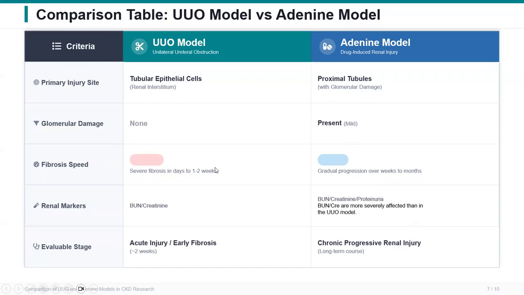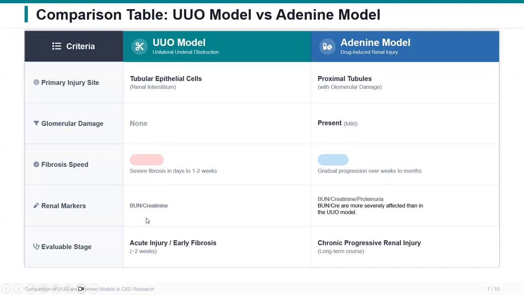Fibrosis speed: the UUO model has a severe fibrosis, and this is a rapid turnaround model, between 1 to 2 weeks. And the adenine model, however, is a gradual progression over weeks to months.